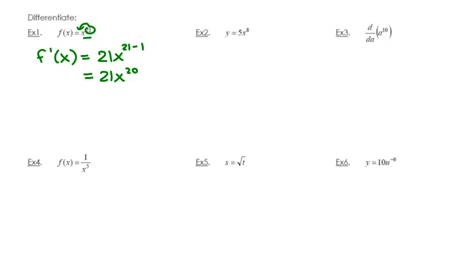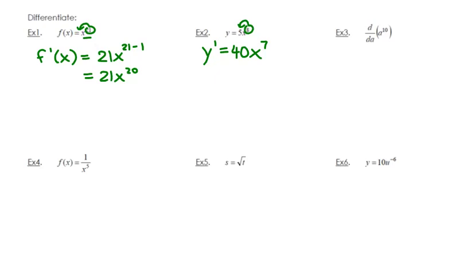Since this next one started with a y, I think I'm going to do the same. y prime is equal to, bring that 8 to the front, it's going to multiply your coefficient, then you're going to have the x, and then 8 minus 1 is 7. Okay, now that one looks weird.